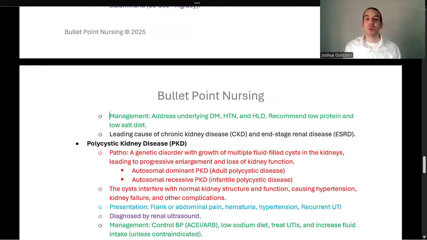Recommend low protein and low salt diet, again, because we're trying to reduce the workload of the kidneys because they're not doing well. This is where the majority of the patients with CKD started from. They started with this diabetic kidney disease.